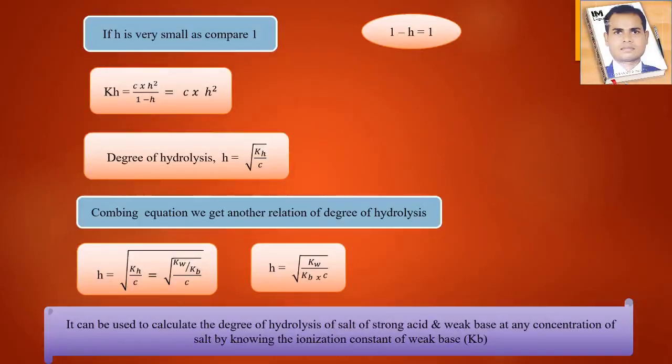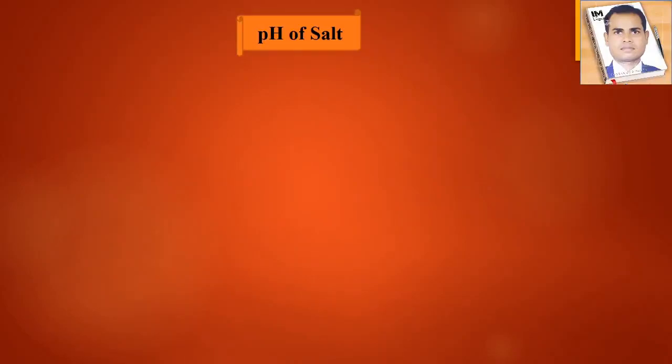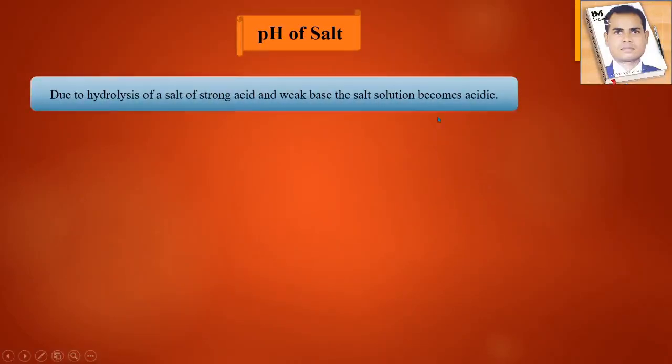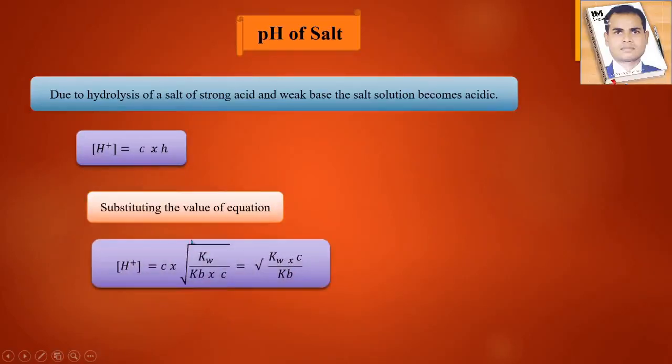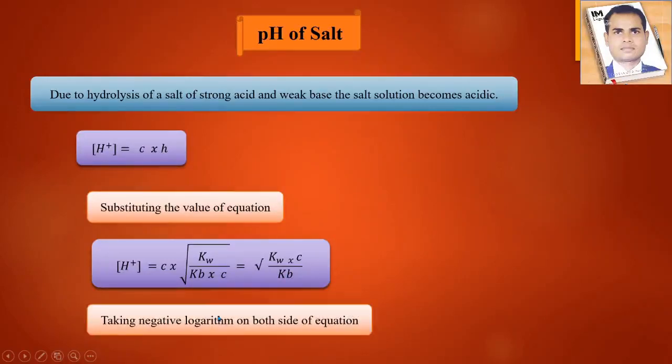Now we have to see the pH for this kind of salt. In this case, due to hydrolysis of salt of strong acid and weak base, the salt solution becomes acidic because the hydrogen ions will be more in this solution, right? So we can write the concentration of H plus is equal to small c into h, and substituting the value of the equation, you will get concentration of H plus is equal to c into under root of Kw divided by Kb into c, is equal to under root of Kw into c divided by Kb.